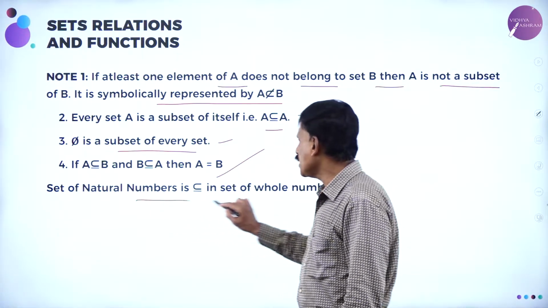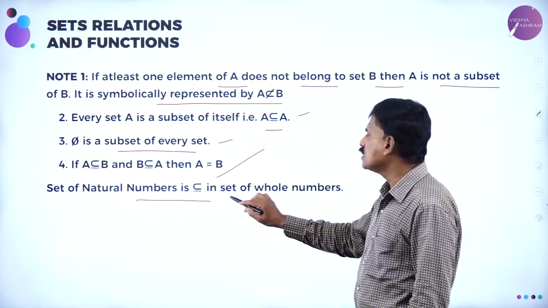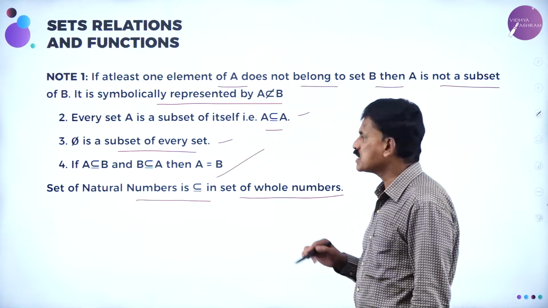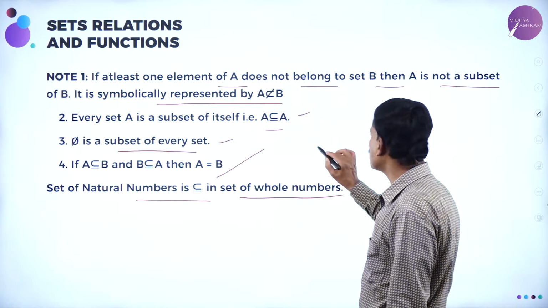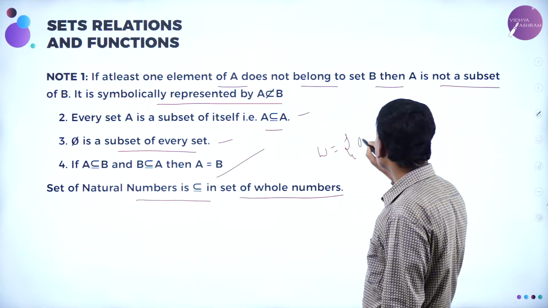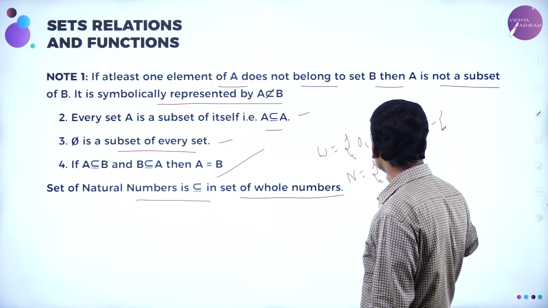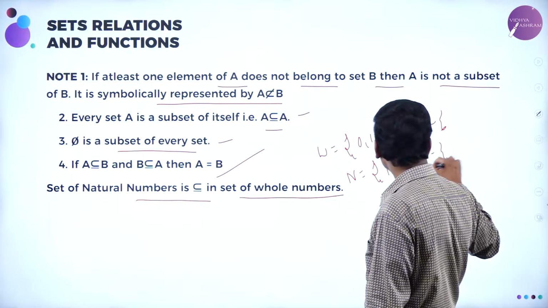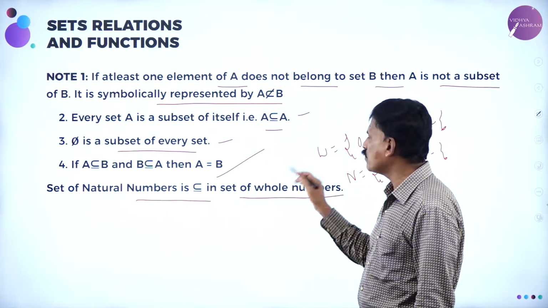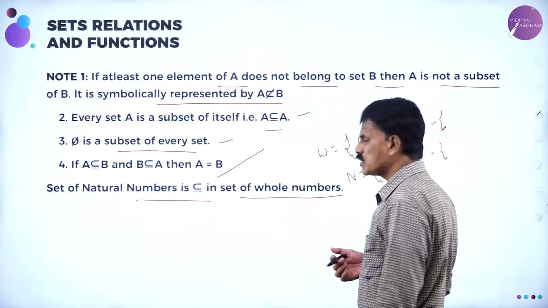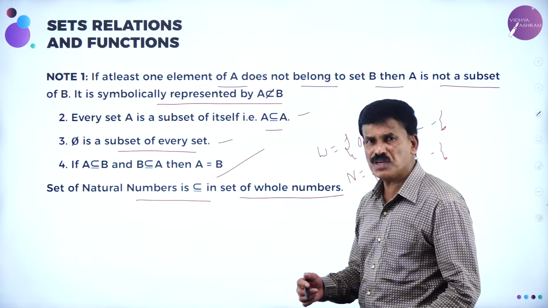The set of all natural numbers is a subset of the set of all whole numbers. The set of whole numbers contains 0, 1, 2, 3, etc., whereas the natural numbers contain all counting numbers. Therefore, N is a subset of W. That means the set of natural numbers is a subset of the whole numbers. Okay. Let us take a few examples.